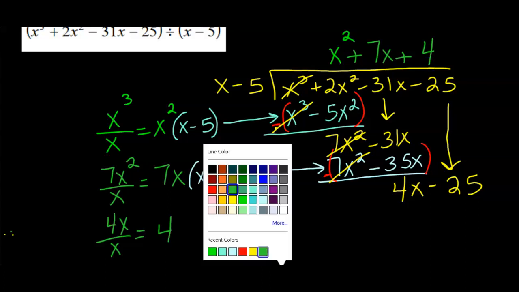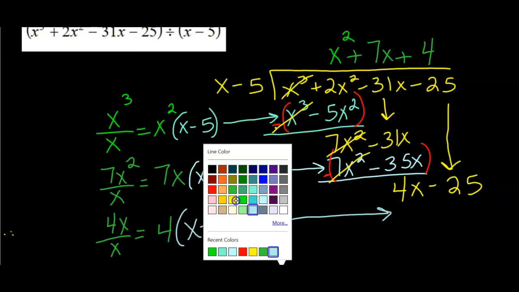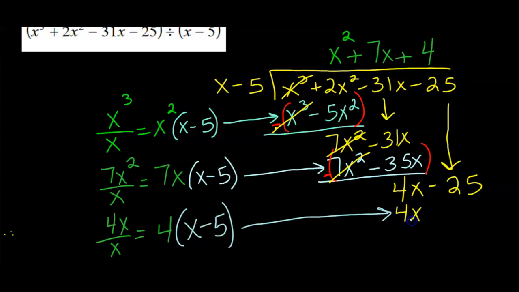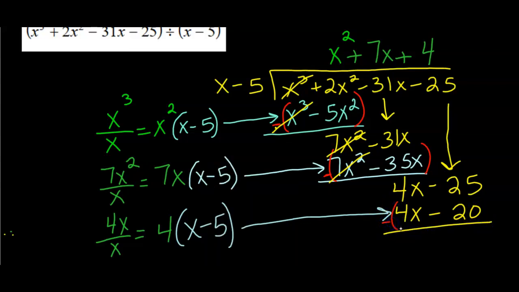And then I do my multiplication. Always multiplying times x minus 5. And then whatever that product is, I'm going to put right there. So 4 times x is 4x. And then 4 times negative 5 is negative 20. Do your subtraction, subtracting the entire row. 4x minus 4x, these guys are going to cancel off.